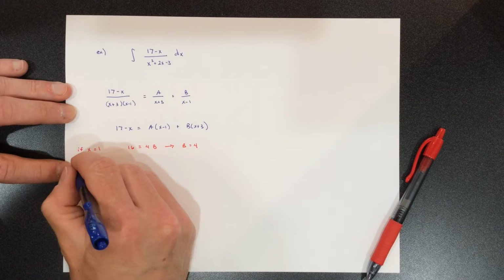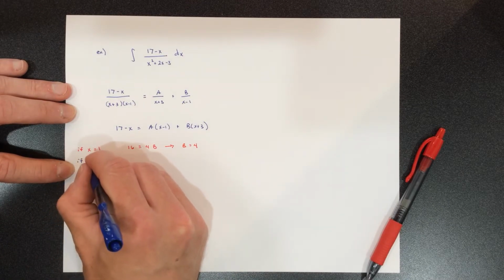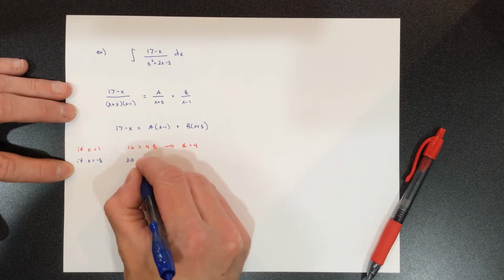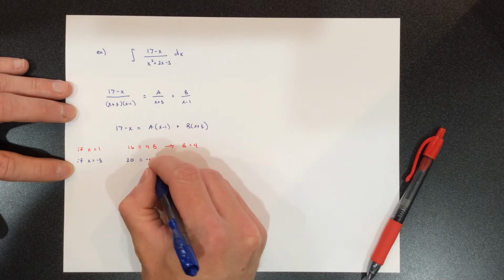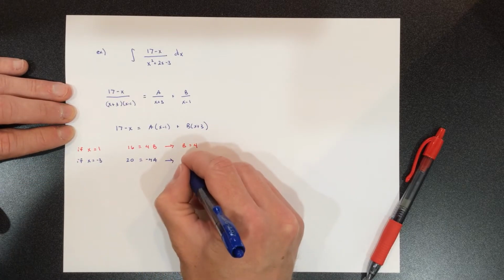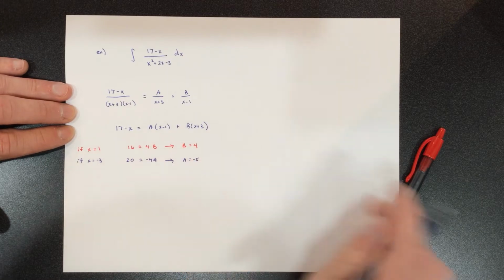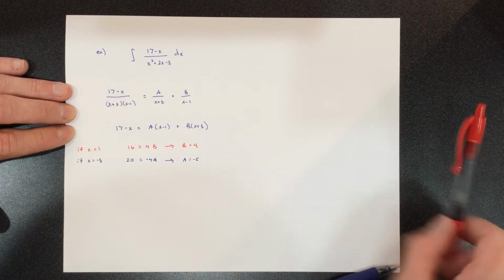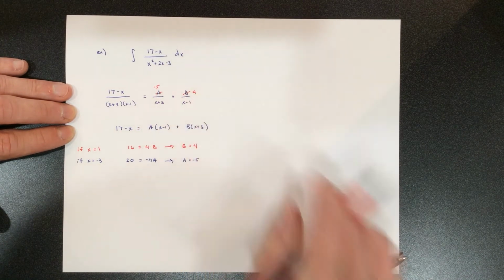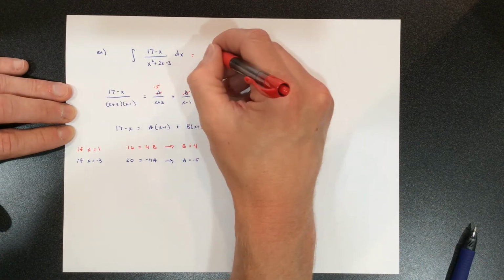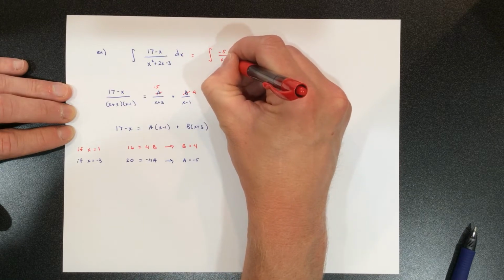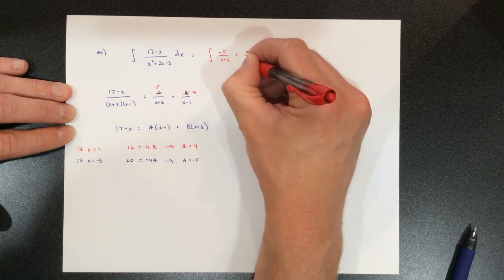Okay, now I'm going to say, well, what if x is negative 3? If x is negative 3, it's going to make that side of the equation 20. It's going to make this negative 4a. And it's going to make that 0, which tells me that a is negative 5. Okay, again, right up here, that means a was negative 5, and b we know is 4. So this integral is really the integral of negative 5 over x plus 3 plus 4 over x minus 1 dx.